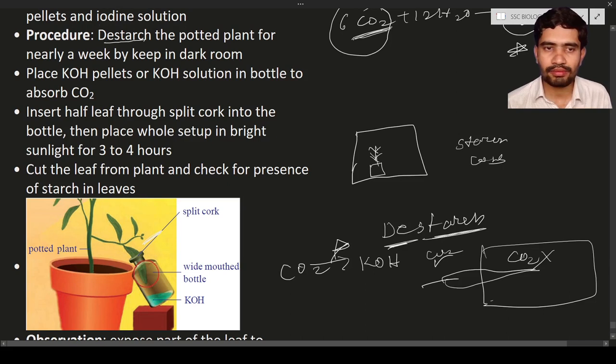Each and every leaf is going to do photosynthesis, except this half leaf. This half of the leaf is not going to perform photosynthesis. Why? Because it is kept in the glass bottle. In the glass bottle there is no carbon dioxide. All carbon dioxide is absorbed by the KOH. Every carbon dioxide molecule is absorbed by the KOH. As a result, this half of the leaf is not going to perform photosynthesis. The remaining half of the leaf is going to perform photosynthesis, because it is in nature and has access to carbon dioxide.